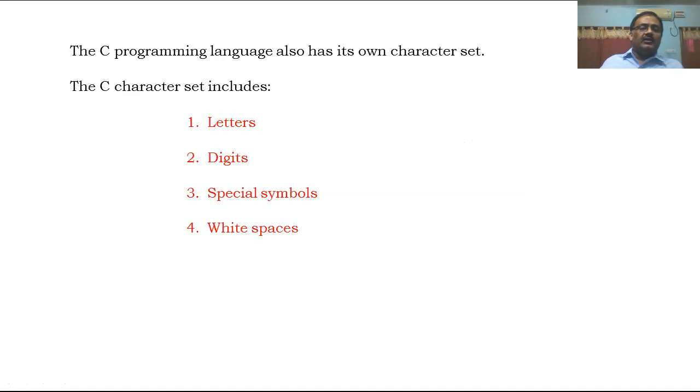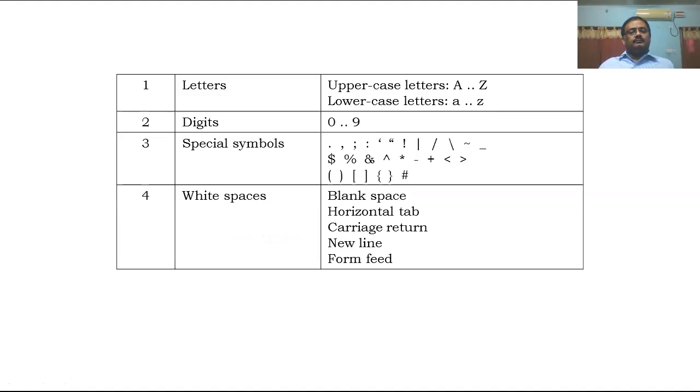The C character set includes letters, digits, special symbols, and white spaces. We will see what these are in detail. Letters: uppercase letters, capital A to capital Z, and lowercase letters, small a to small z. Now digits: 0, 1, 2, 3, 4, 5, 6, 7, 8, 9.